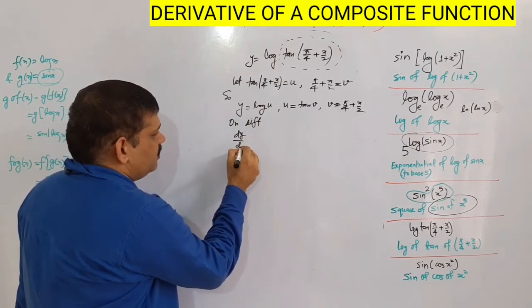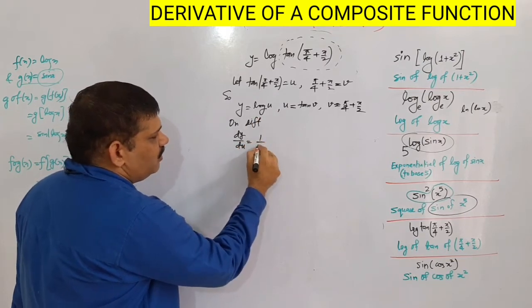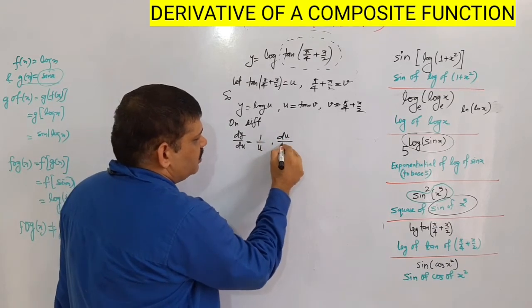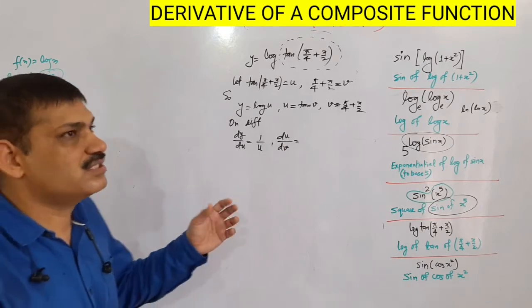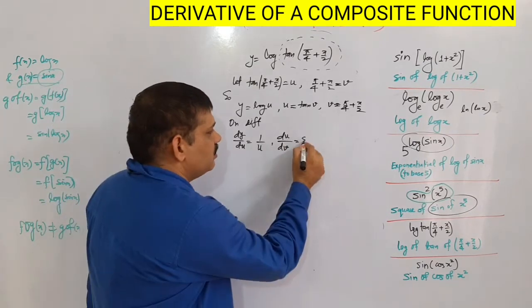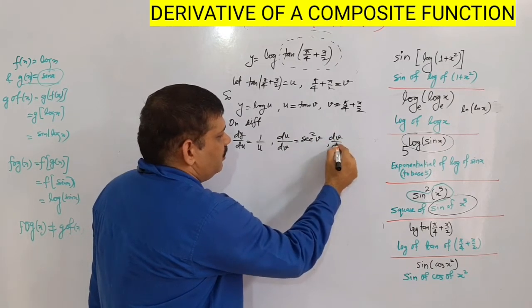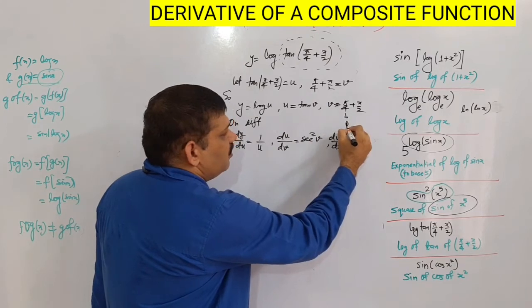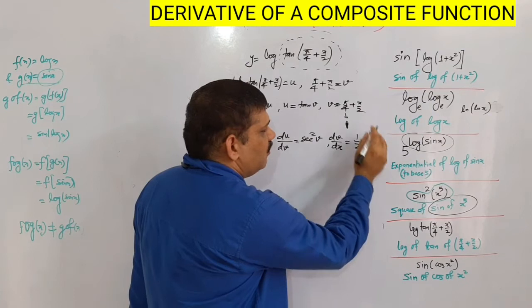So on differentiating, the derivative of y with respect to u is, as the derivative of log is 1 upon the variable, 1 upon u. The derivative of u with respect to v, as the derivative of tan of a variable is sec square of the variable, is sec square of v. And the derivative of v with respect to x: pi by 4 is a constant, so its derivative is 0, and the derivative of half of x is half into 1, that is half.